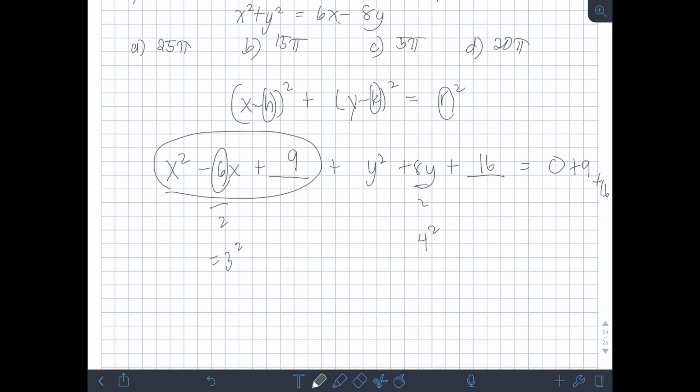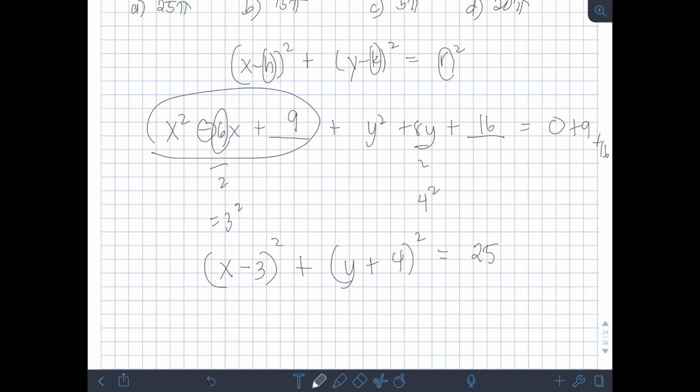Pwede na natin itong ma-factor. Perfect square trinomial na siya. So, x minus, kasi minus yung middle term, tapos yung square root nung in-add natin na 9 is 3, quantity squared. Plus, ganun din sa y, yung sign natin ay positive dun sa 8y, so plus tayo. Tapos, yung square root nung 16 na in-add natin ay 4, quantity squared. Equals, 9 plus 16 is 25. Okay. So, therefore, ito na yung nabuo nating equation: x minus 3, quantity squared, plus y plus 4, quantity squared is equal to 25.